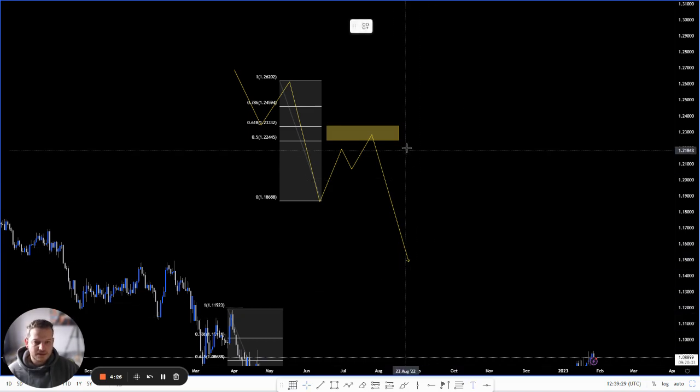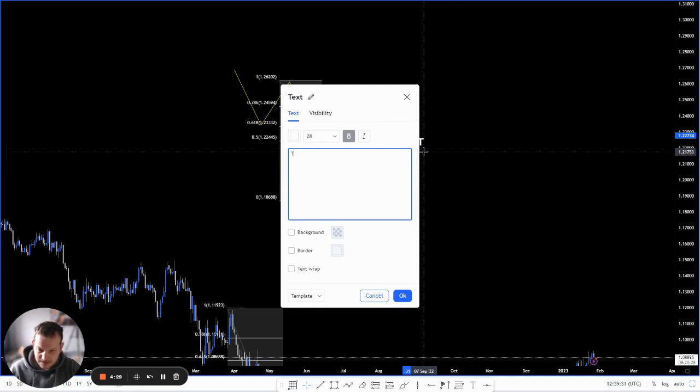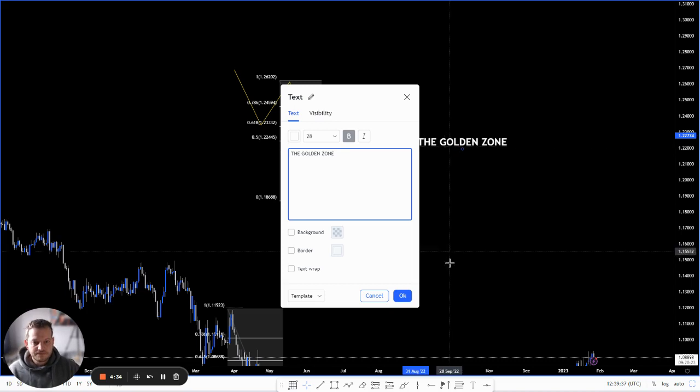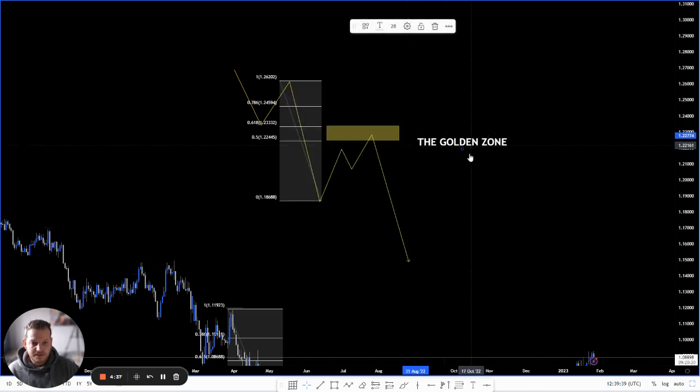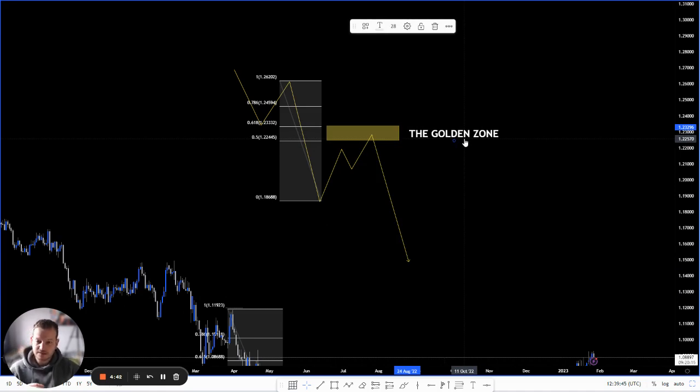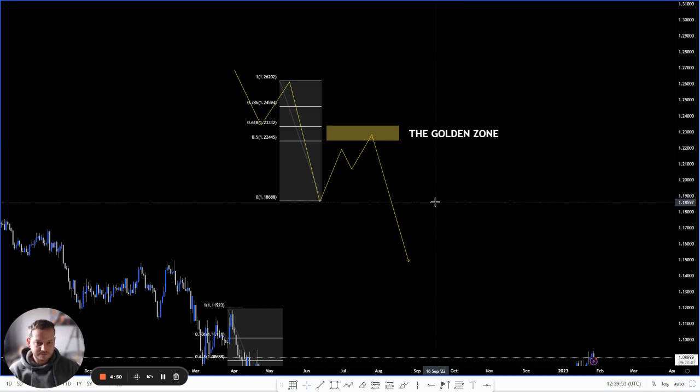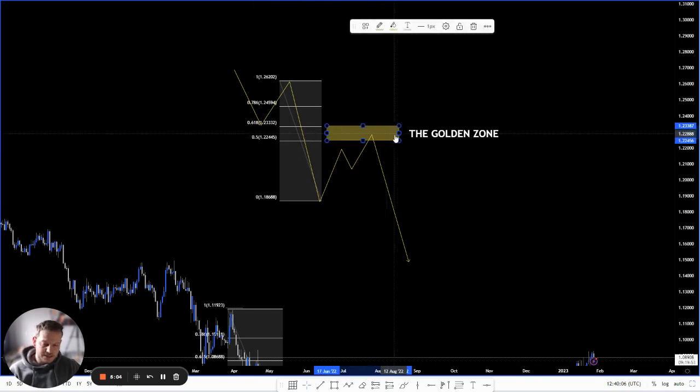Now, it doesn't always react to there. It does a lot of the time, yeah. But it's more what happens within that area that is more interesting than you just putting a sell limit on or a buy limit and just getting in at that area every time. You need to know why you're getting in. So that's what they call the golden zone, between the 0.5 and the 0.618. It just so happens that as I've drawn this, it's gone into it. So let's get rid of that. That's the golden zone.